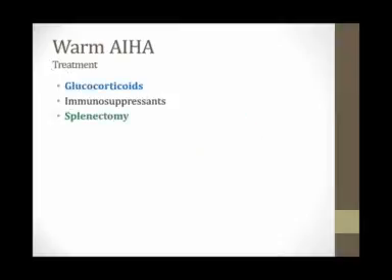Finally, I'll briefly mention the treatment of warm hemolytic anemia. It's often treated with glucocorticoids or other immunosuppressants, and then in severe cases it can be treated with splenectomy. Remember, you can live without your spleen, and if you take away the spleen, you take away those macrophages which are consuming the membranes of the red blood cells.